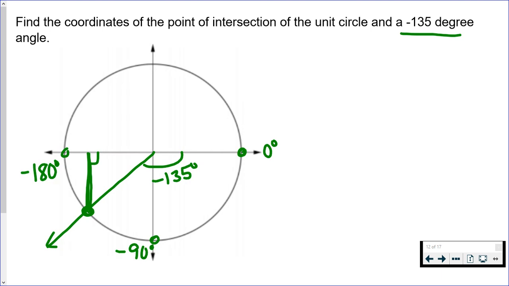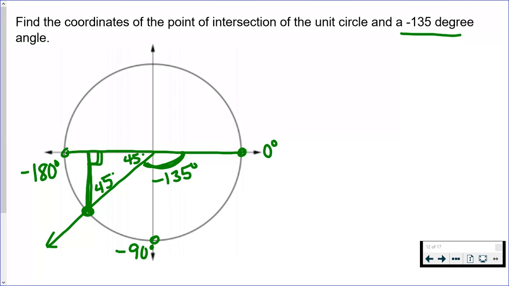Now, you have to do a little math here. I know that this angle is 135, but I also know that a straight line is 180, which means in this triangle that I just drew, I must have a 45-degree angle in here. If this is 90 and this is 45, I must have a 45, 45, 90 special right triangle.